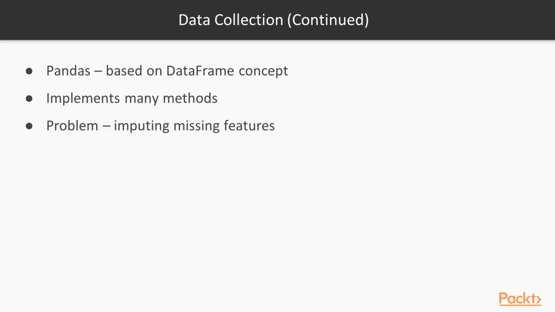A very famous and powerful Python library for data manipulation is Pandas, which is part of SciPy. It's based on the concept of data frame and implements many methods that allow the selection, joining, grouping, and statistical processing of datasets that can fit in memory. A common problem that must be managed during this phase is inputting the missing features.